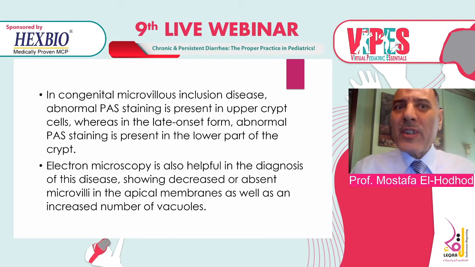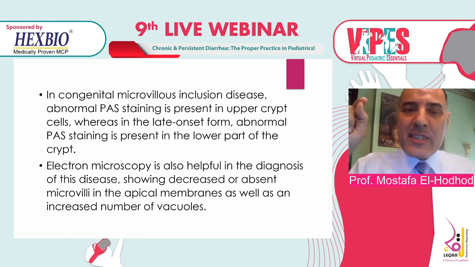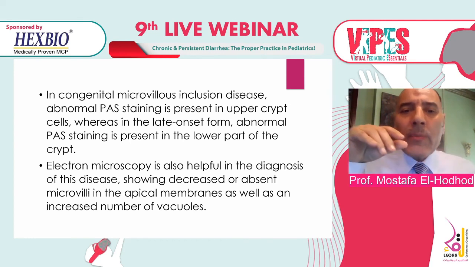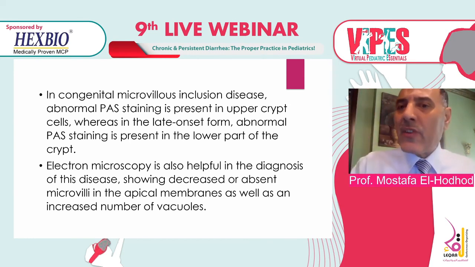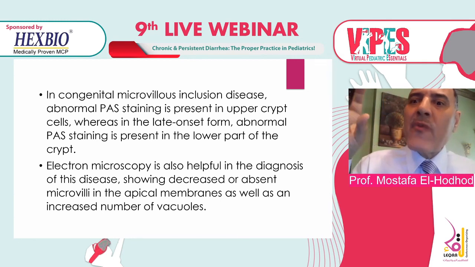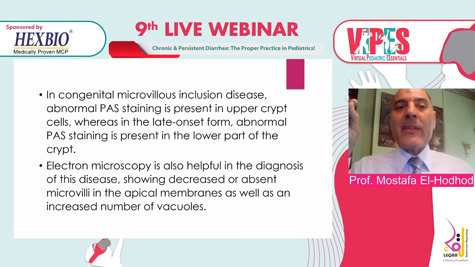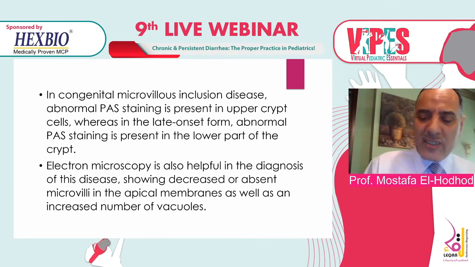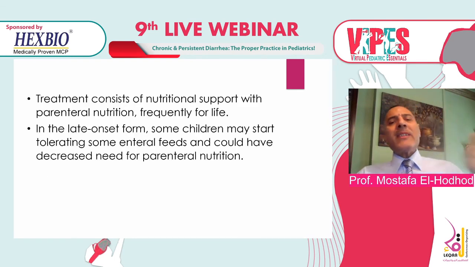One of the very important points when you receive the staining of the biopsies, you will find abnormal staining at the upper part of the crypt cells or lower part of the crypt cells. If you found it in the upper part, this is a congenital microvillus inclusion disease. And if staining is in the lower part of the cells of the crypts, this is a late onset disease that may survive with you. Treatment is easy peasy lemon squeezy.